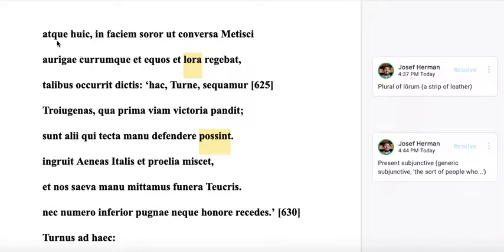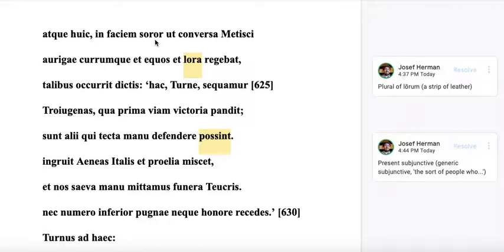So we start with atque, meaning and. Then we have huic. Now this is the dative singular of hic, haec, hoc. So it means to this man, i.e. Turnus. So to him, his sister, his soror.